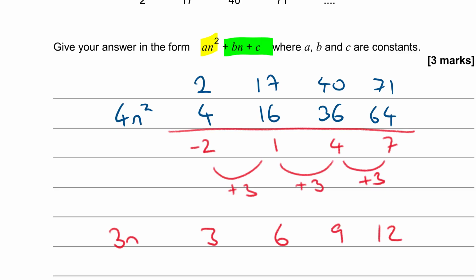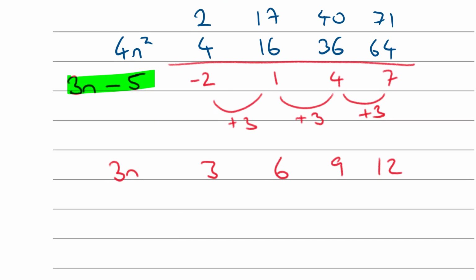So our linear part of the sequence is going to be 3n subtract 5. Okay, that's my bn plus c part. So then the whole quadratic sequence nth term is going to be 4n squared plus 3n take away 5. That's my nth term.